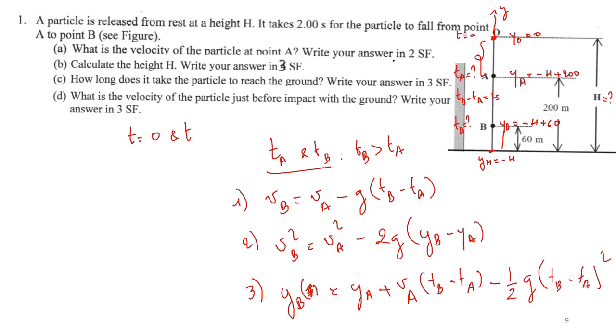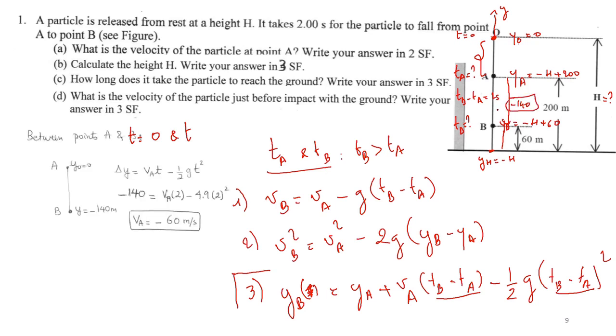So let's stop here. So here, what do I do? I will use the last equation here, because I know TB minus TA, and I know YB minus YA. Actually, YB minus YA is just minus 140. So I end up with this. Basically, minus 140 will be equal to VA multiplied by 2 minus 1/2 of 9.8 multiplied by 2 squared. This will give me VA.